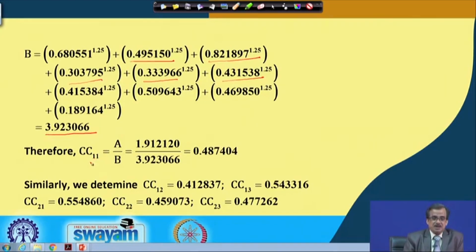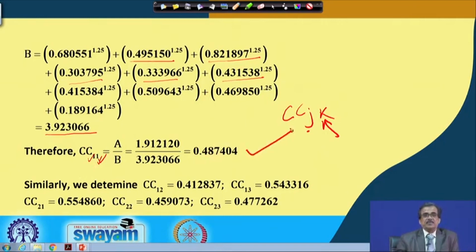That is nothing but the first dimension of the first cluster center. Let me once again write: CCJK is the kth dimension of the jth cluster center, and CC11 is the first dimension of the first cluster center, and I will be getting 0.487404.